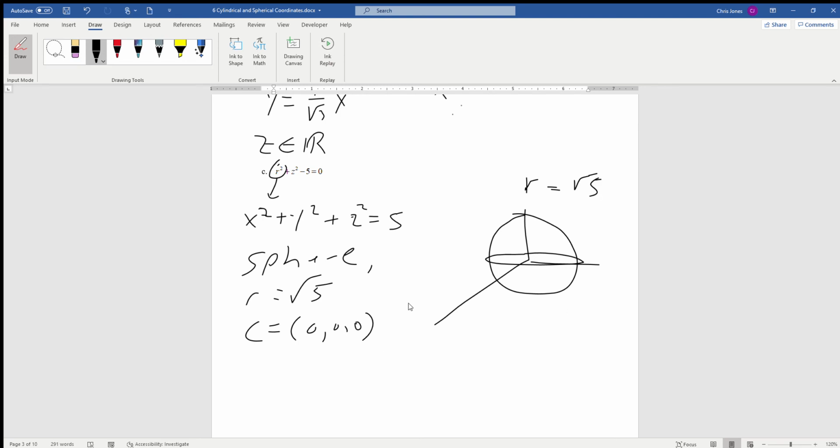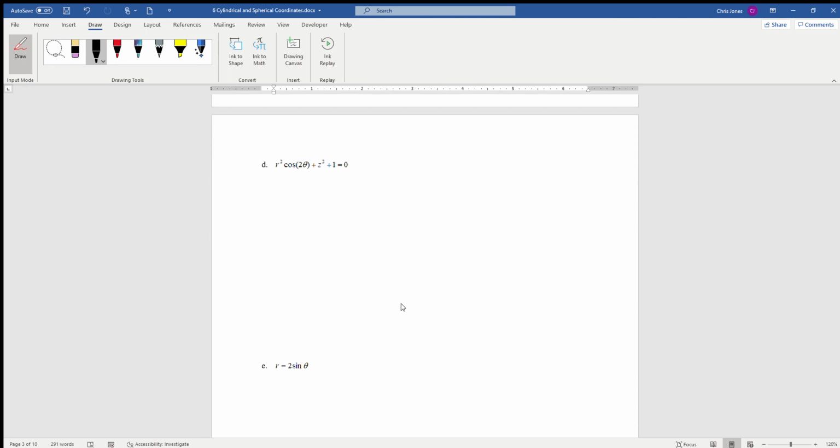A little bit more difficult is this animal right here. We get r squared cos 2 theta plus z squared equals 1. Here's how we're going to work with this. We're going to use a trigonometric identity on cos of 2 theta. There are actually several of these. You might remember that cos of 2 theta has a trigonometric identity of cos squared theta minus sine squared theta.